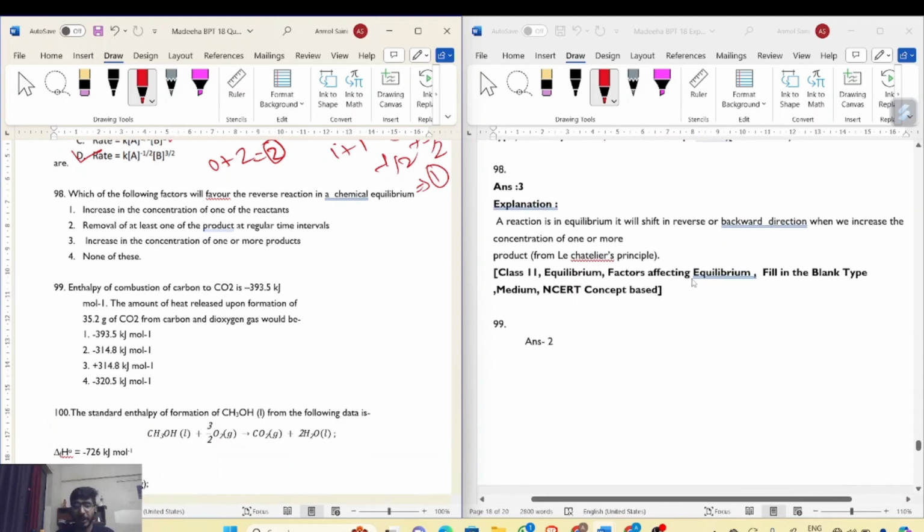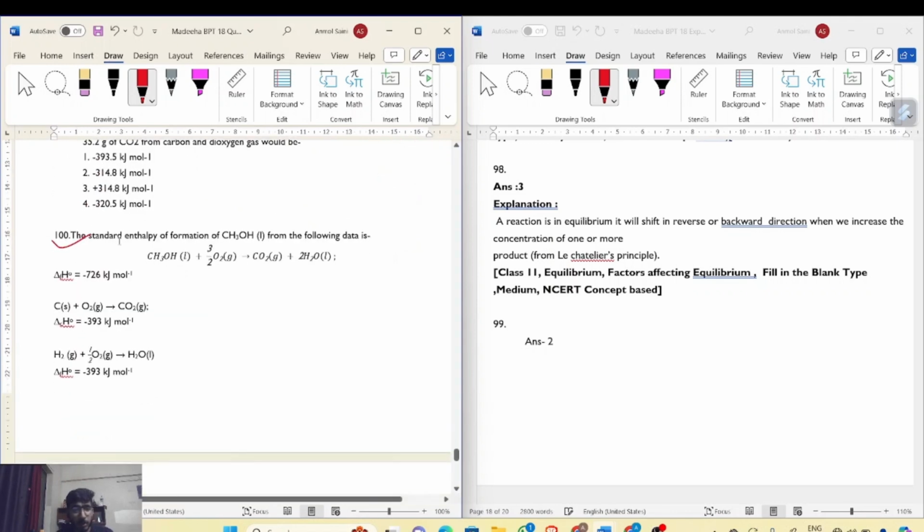Now question number 98. Which of the following factor will favor the reverse reaction in a chemical equilibrium. Okay. Increase in the concentration of one of the reactant. So it will promote the forward reaction, not the backward reaction. Removal of at least one of the product at regular interval. This is also not the correct statement. Increase in the concentration of one or more product. When we increase the concentration of product, then the reaction will be backward reaction. It will promote backward reaction. Okay. So the correct answer will be option number 3.